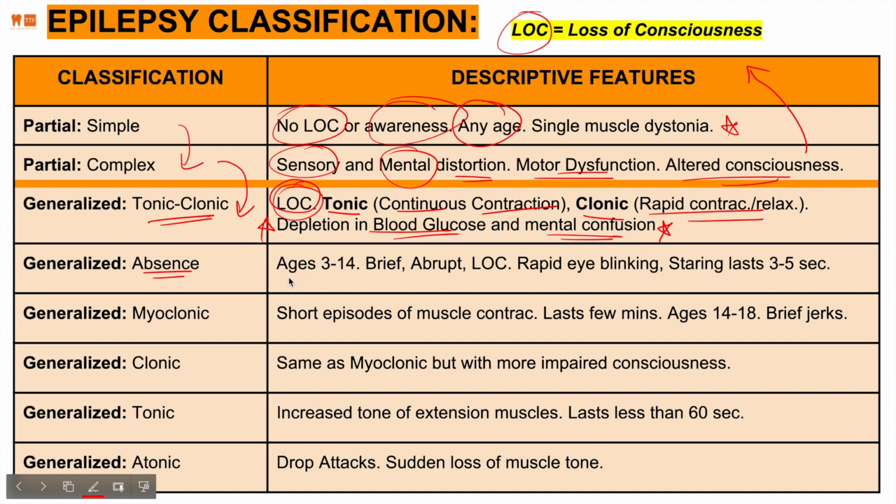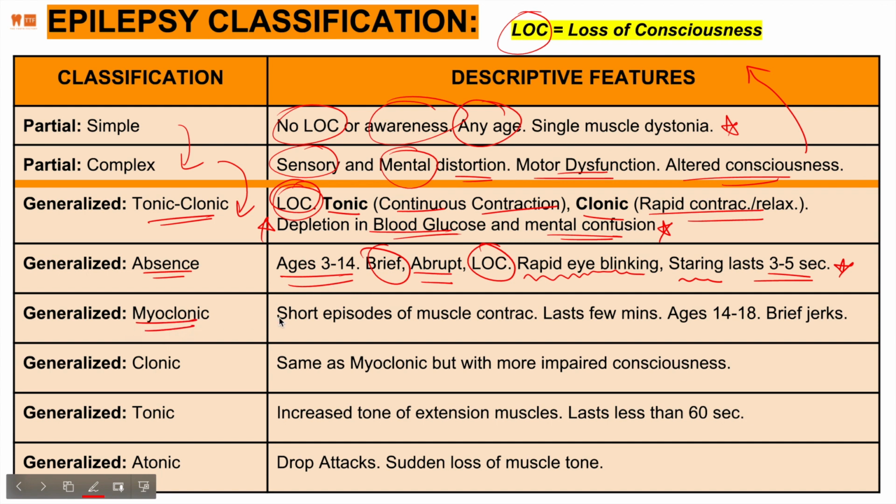Talking about absence, it is generally limited to ages 3 to 14. It is brief, a few seconds, for example, 3 to 5 seconds. It's abrupt, it can happen randomly, and loss of consciousness can occur. It is associated with rapid eye blinking as well as staring. But again, 3 to 5 seconds is the brief period usually.